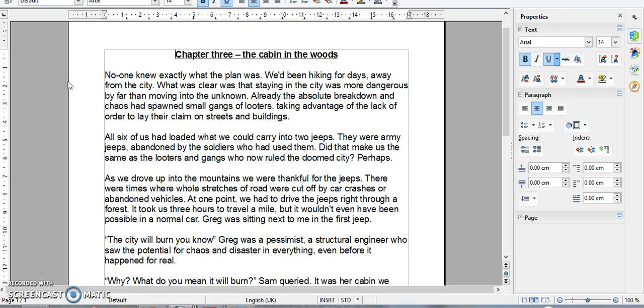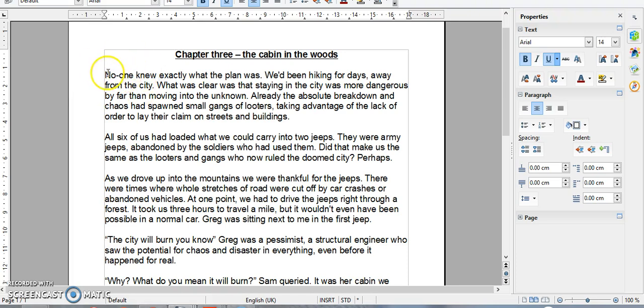We are going to look at whether it's first person or third person. We are going to look at whether the author uses dialogue or not, and also any other ways in which the author gets us engaged and structures it for us.